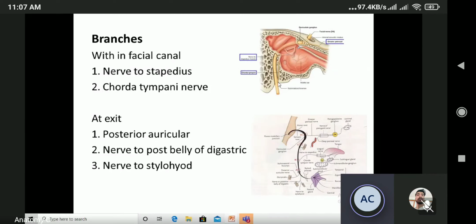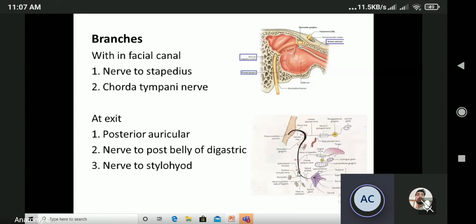Then after that, it comes out from the stylomastoid foramen. So this is the stylomastoid foramen. At its exit, it further gives rise to branches. What are the branches after its exit from the stylomastoid foramen? Here it gives rise to the posterior auricular branch. So this is also a branch from the facial nerve, the posterior auricular branch.